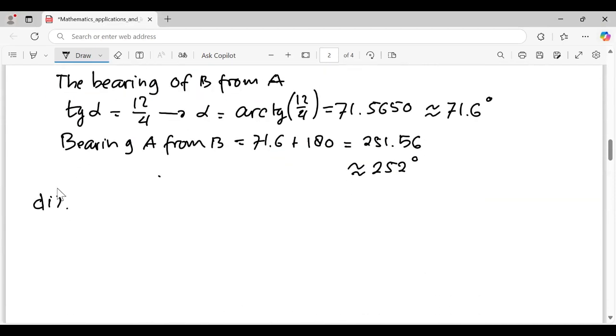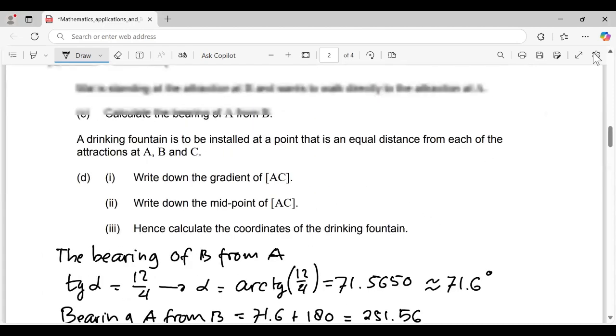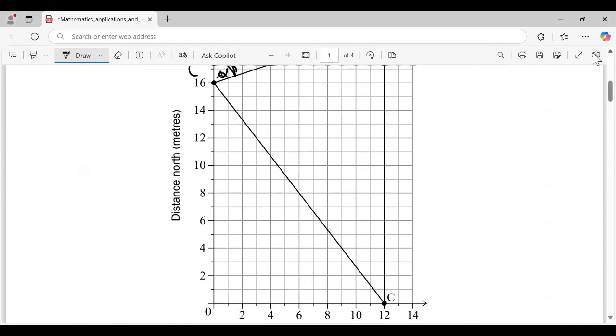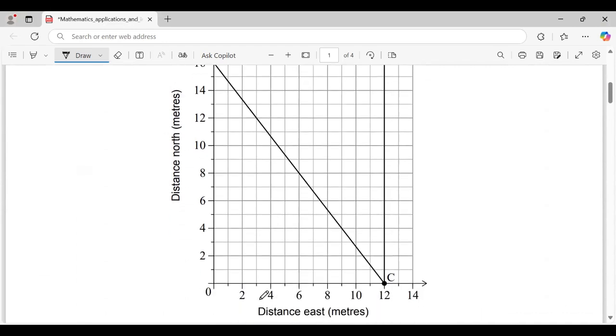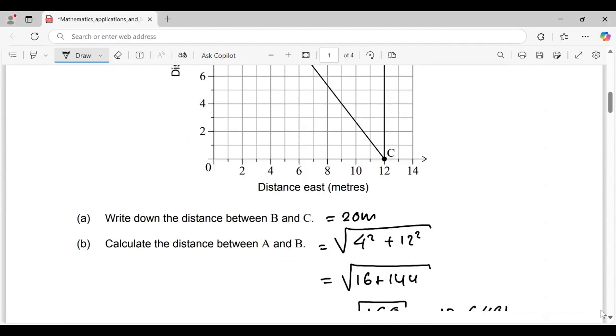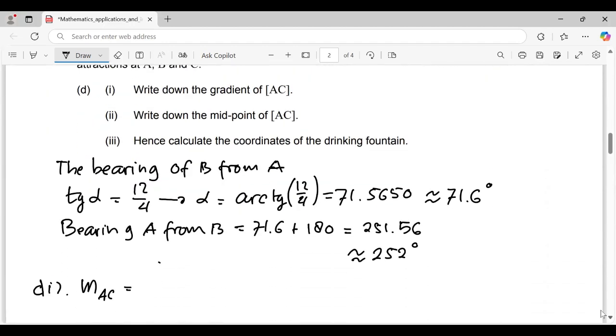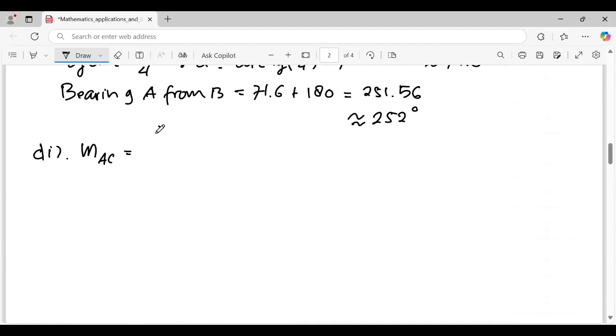Gradient of AC, I'm going to write m AC. If you look at this diagram, for AC, Y is 16 and X is minus 12. So it means 16 over minus 12, or minus 4 thirds.